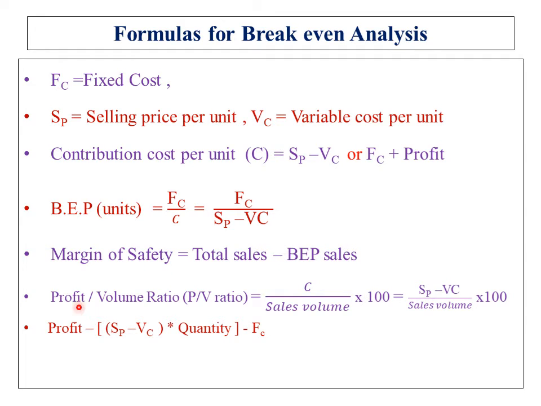Again, we require the profit to volume ratio, which is equal to contribution upon the sales volume multiplied by 100. Again, what we require is profit. Profit is equal to SP minus VC, that is contribution, multiplied by quantity, minus fixed cost. That is the leading term as profit.